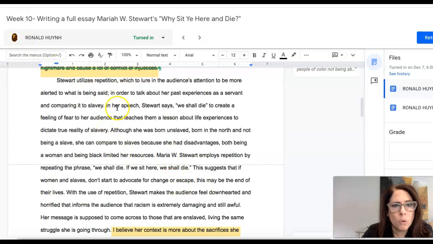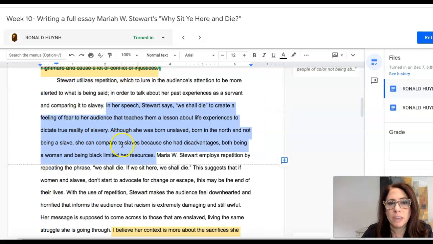Okay, so when you have this right here, all of this, except for, so in her speech, Stewart says, "We shall die," to create a feeling of fear to her audience that teaches them a lesson about life and experiences to dictate true reality of slavery. So all this, although she was born enslaved, this is all something you would do in a read like a reader.